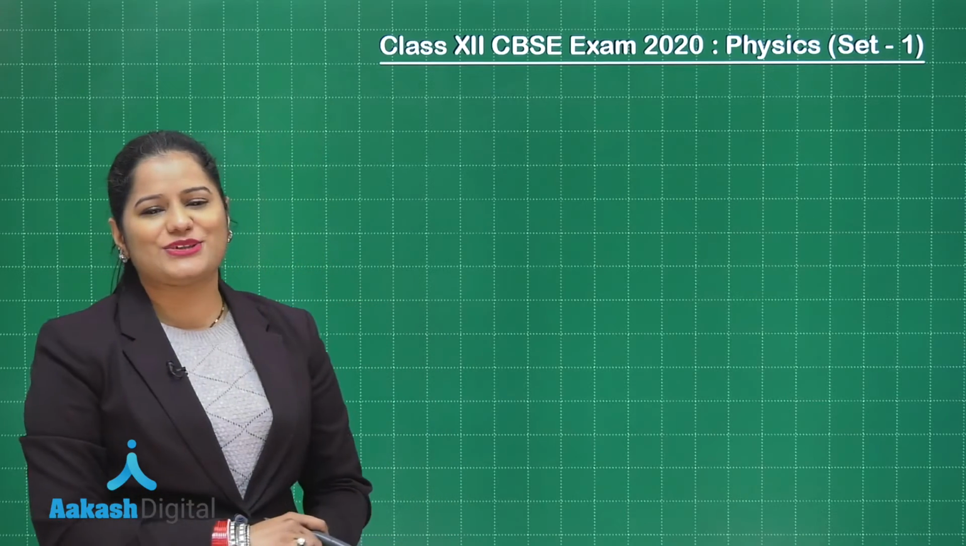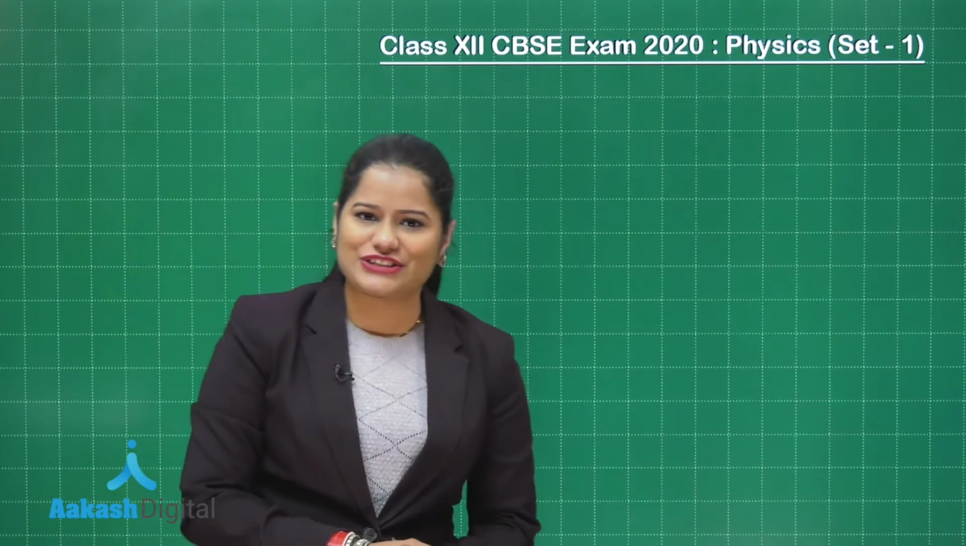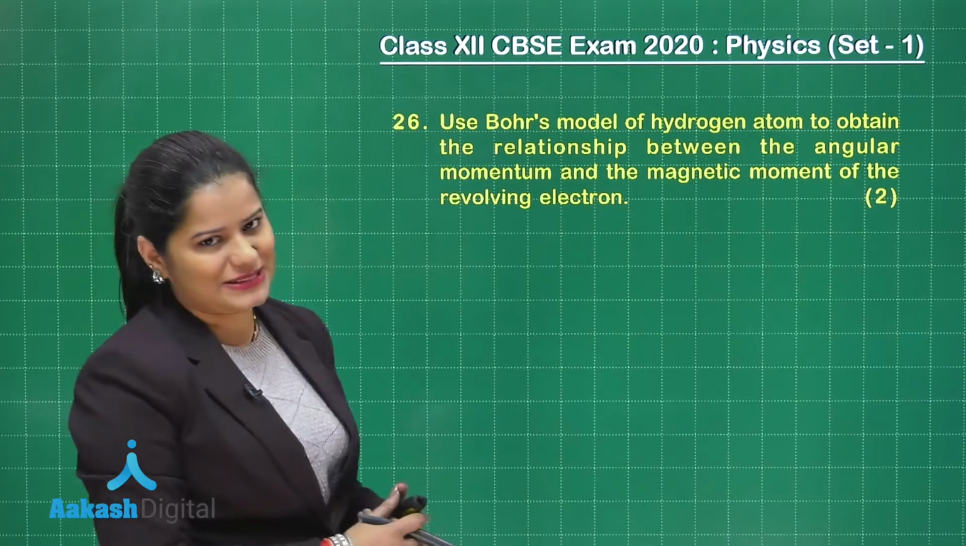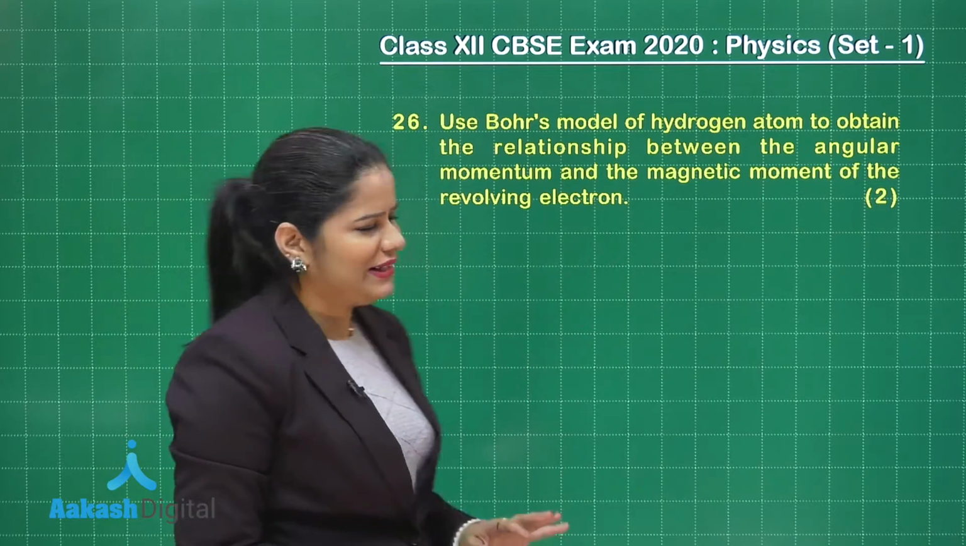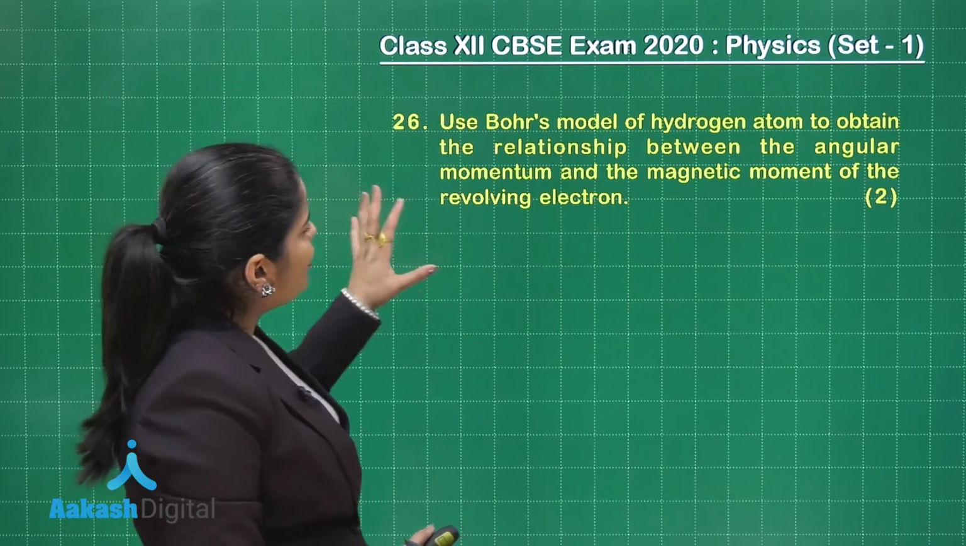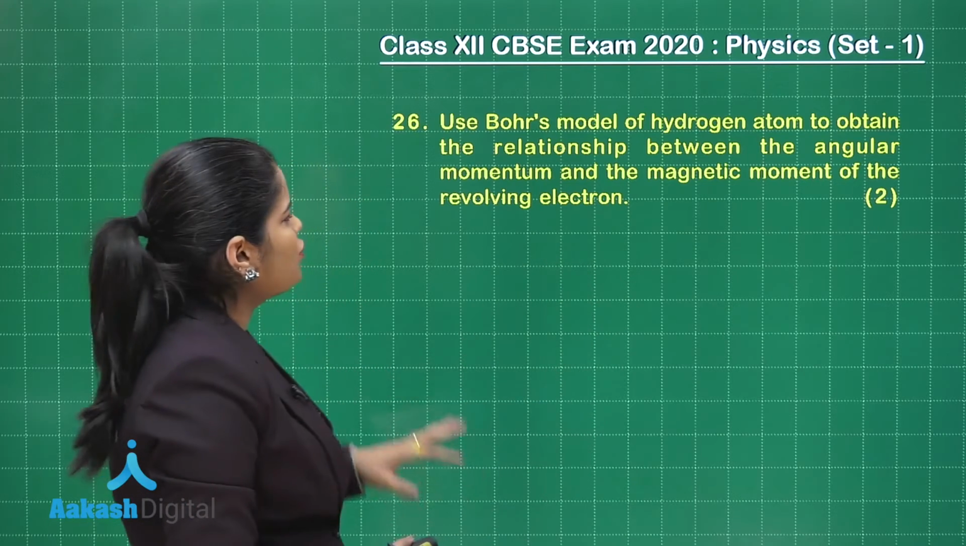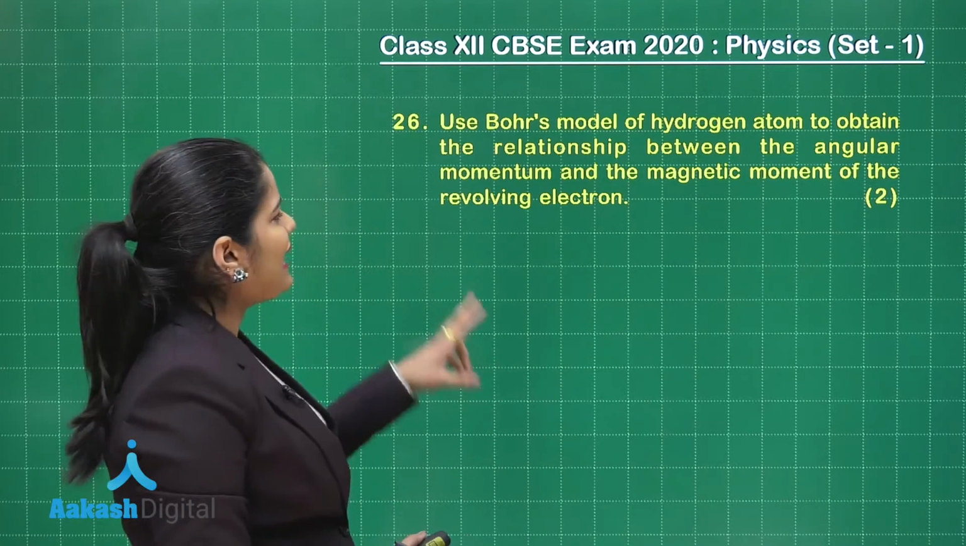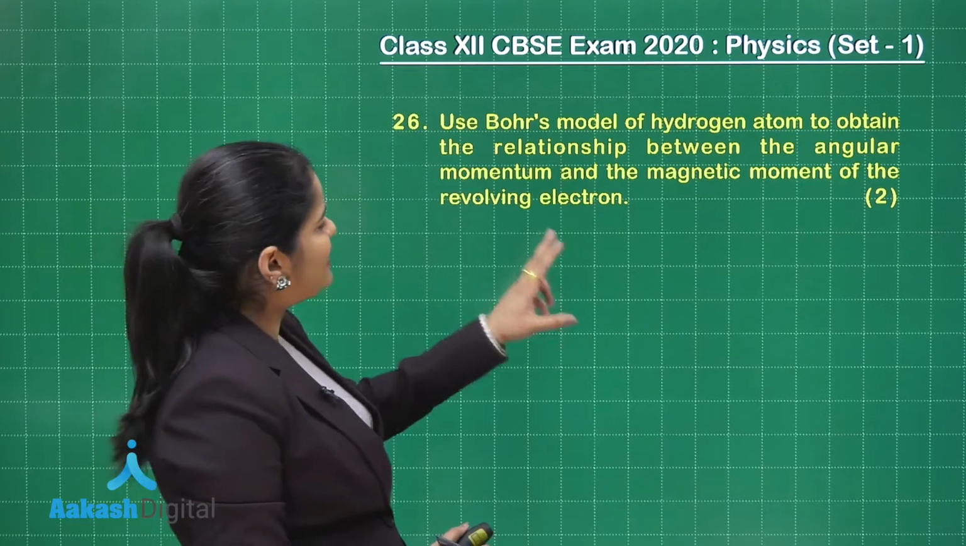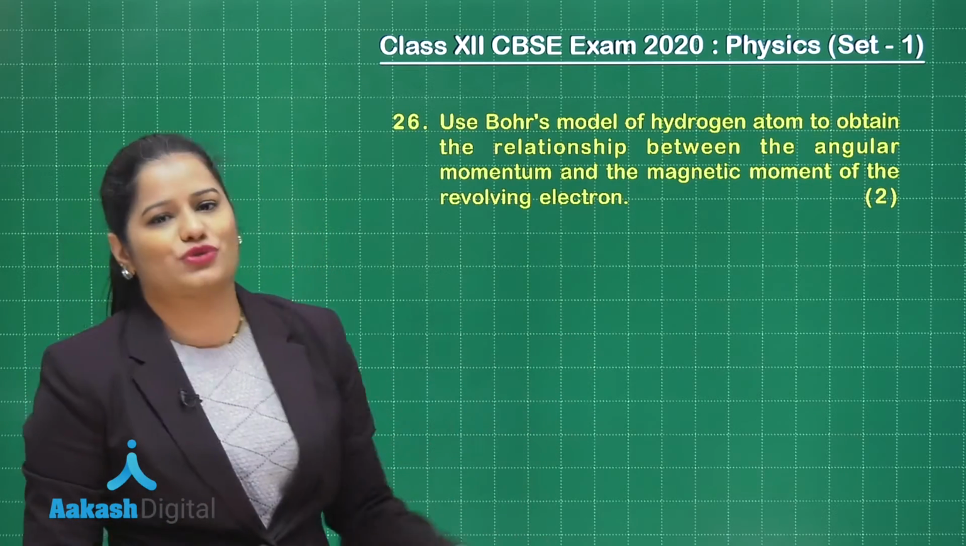Hey, so now it's our turn to take up the question for our discussion, that is question number 26. Again, it is a 2 mark question. In this question we are asked to use Bohr's model of hydrogen atom to obtain the relationship between the angular momentum and the magnetic moment of the revolving electron.